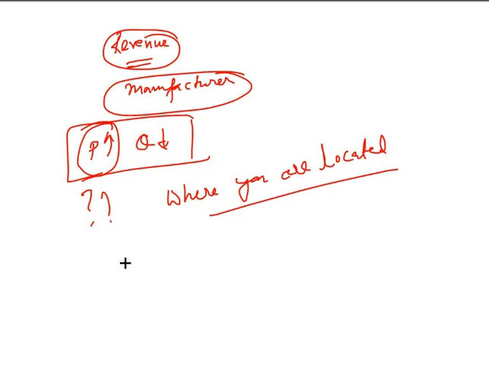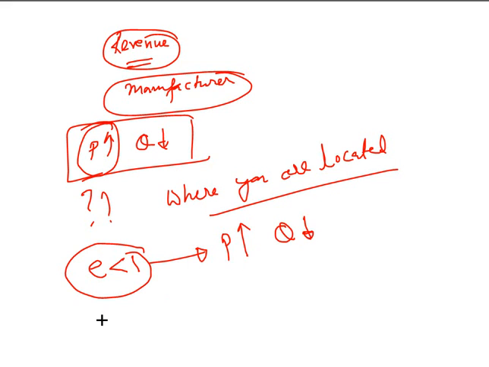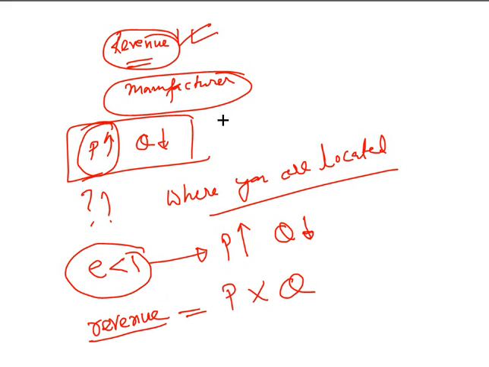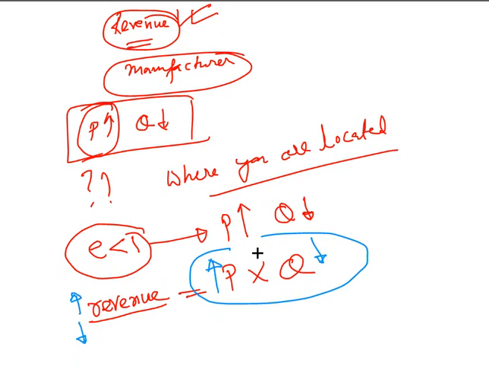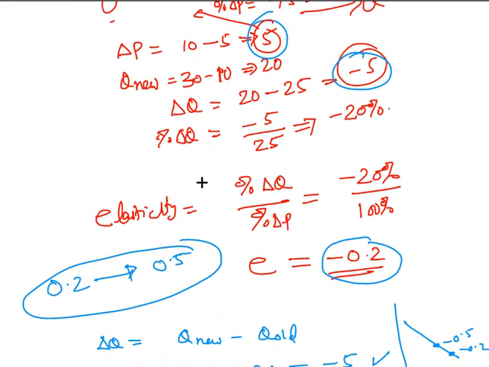Note that if you are located where the elasticity is less than 1, then you can increase the price. There will be a reduction in the quantity, but if you are focusing on the revenue, note that we are focusing on revenue, where revenue is your price into quantity. So what you will find is your price is increased, your quantity has decreased, but we want to know what is the overall impact on the revenue. Does it increase or does it decrease? To answer that question, let us go to the area where elasticity is less than 1. So we will focus on this area.